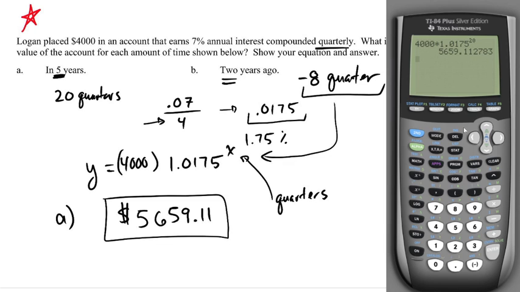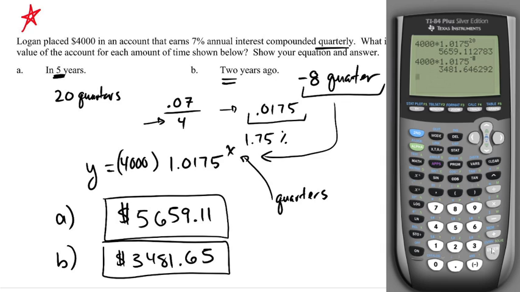So let's go back up here and grab it. Whoops, there it is. Got it. And I'm just going to come up here and I'm going to delete that 20 and just enter negative 8. And when I enter negative 8, it gives me, okay, it would be worth $3,481.65. Okay, and that is for B. That's for 2 years ago.